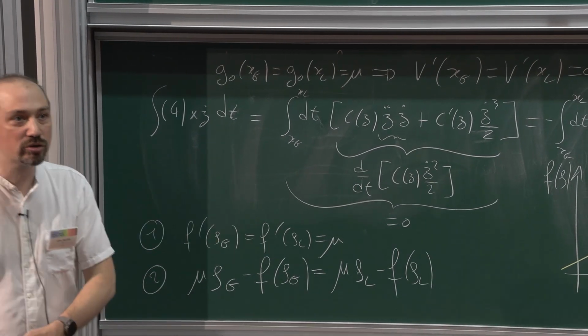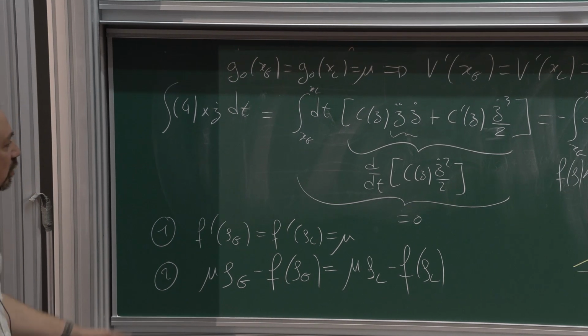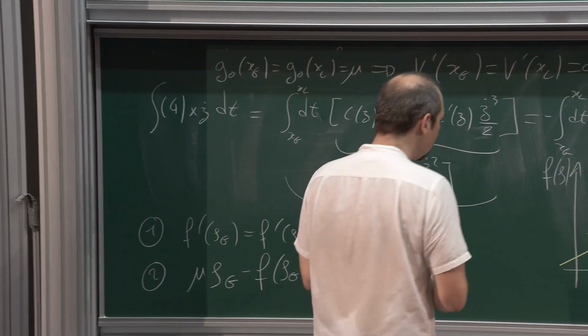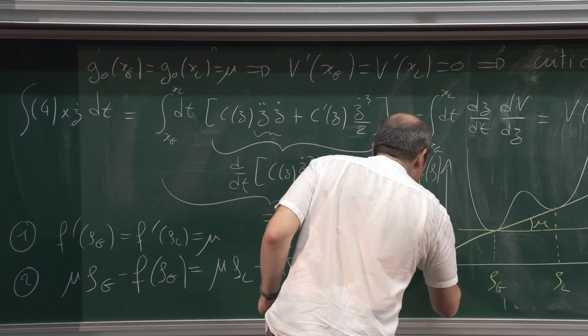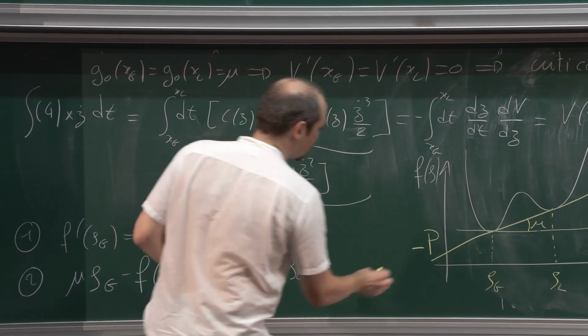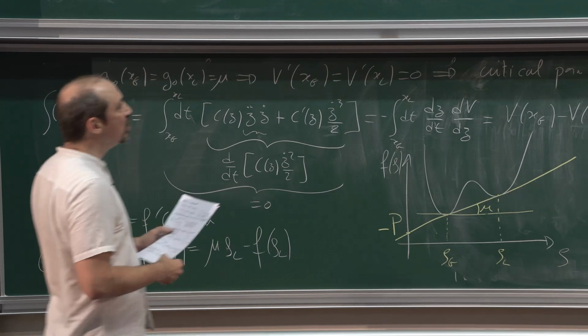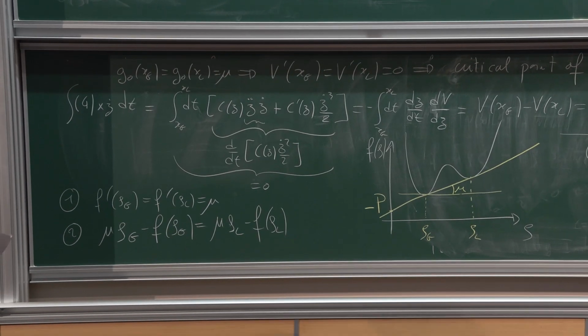So you can connect both your field theoretical derivation to the physics. Graphically, you can read the pressure here. This is minus P, the intersect with the axis. Okay, so this is equilibrium.